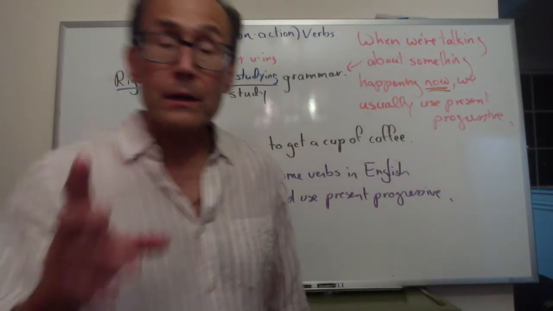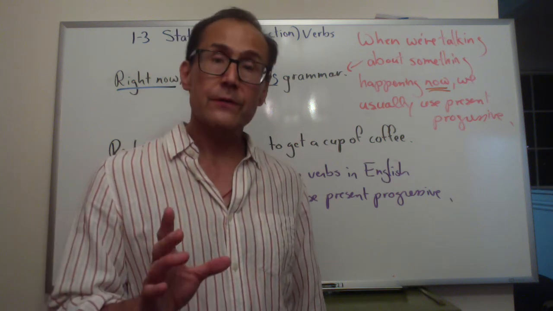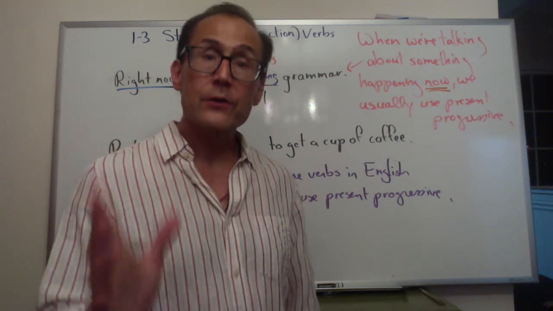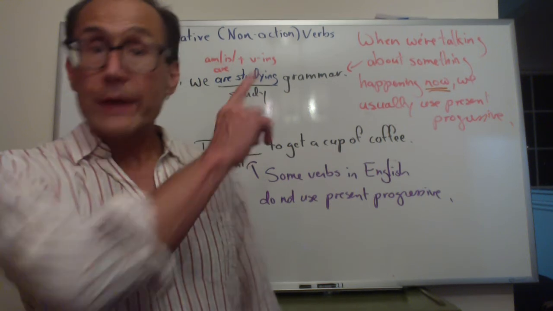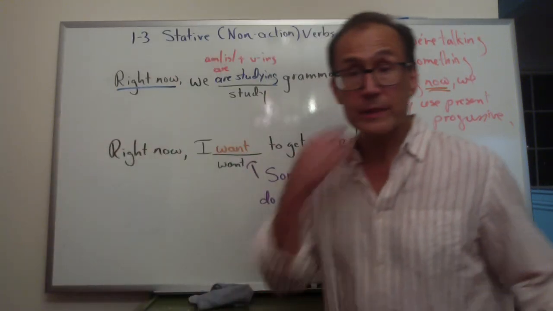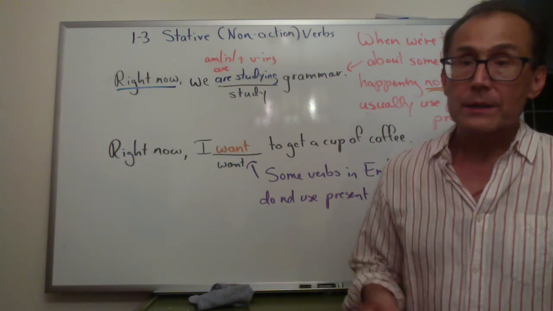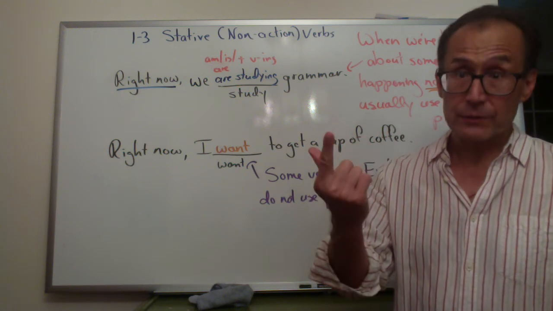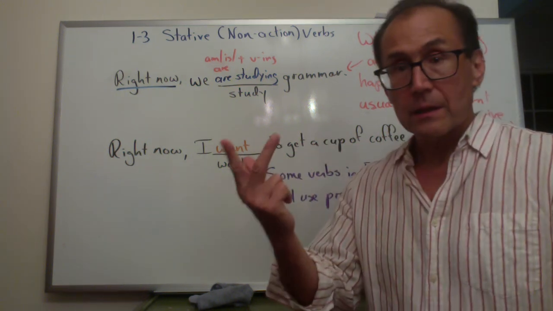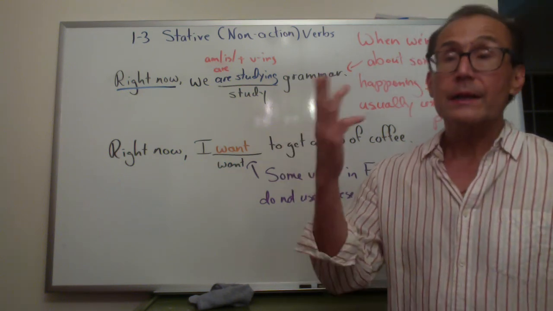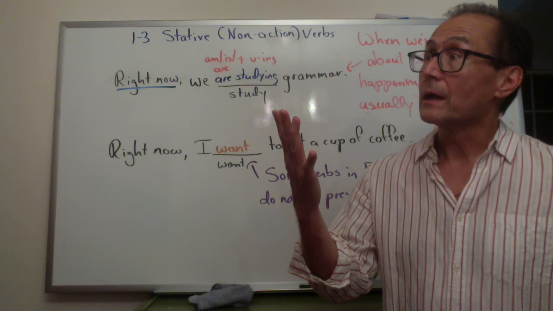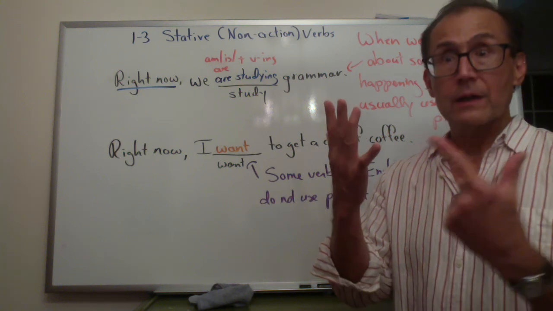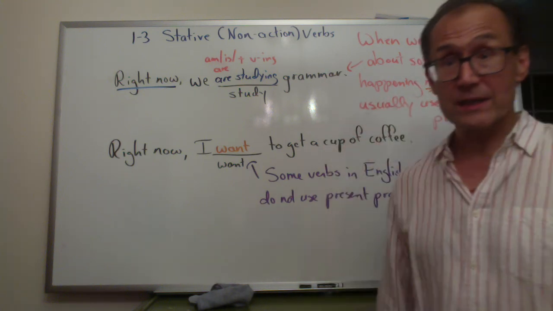So these verbs are not used in present progressive, but they are also not used in the other progressive tenses in English. We haven't talked about the other progressive tenses yet, but there are several. There's present progressive and past progressive. There is present perfect progressive and past perfect progressive. There is future progressive and future perfect progressive. So we actually have 6 progressive tenses in English.